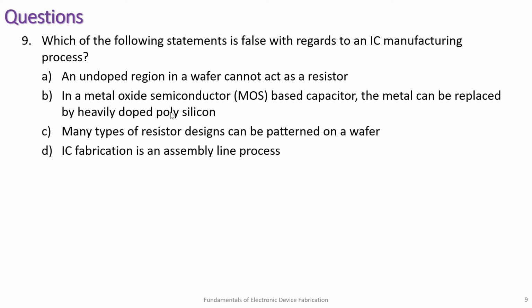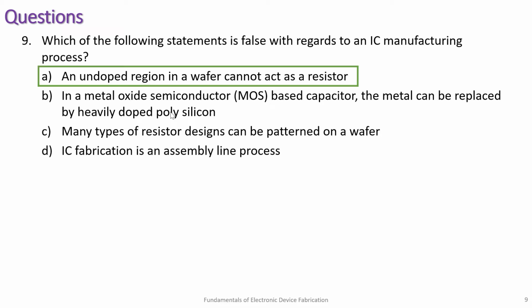Many types of resistor designs can be patterned on a wafer, right? So first we need to think in a wafer what is meant by a resistor. A resistor actually means some region that gives us a change in the resistivity value, and this resistivity change is achieved by doping, right? So now you can think on that line. Many types of resistors can be patterned on a wafer. Yeah, that's correct. An undoped region in a wafer cannot act as a resistor is the wrong option. Why? In wafer fabrication, resistivity changes are achieved by changes in doping. So one region will be doped, one region will not be doped. That actually gives us a change in resistance. So A will be the answer.